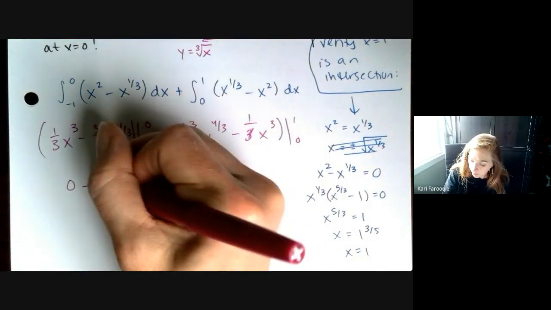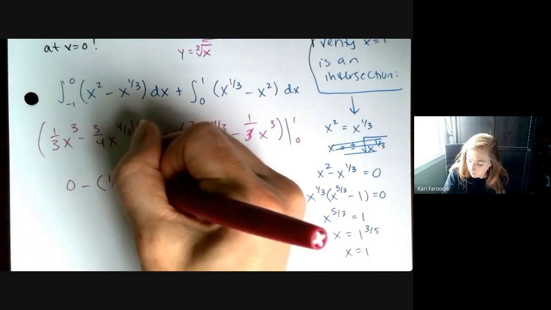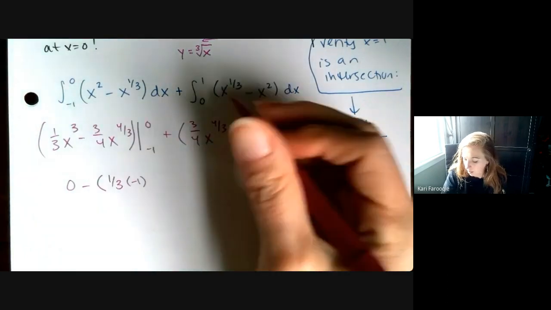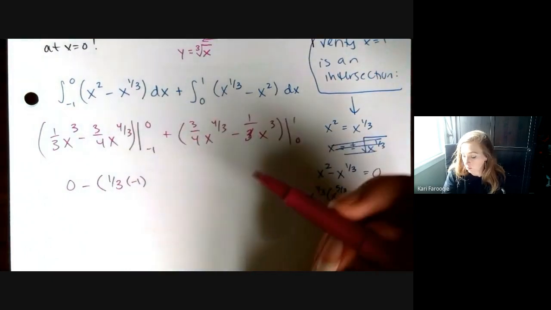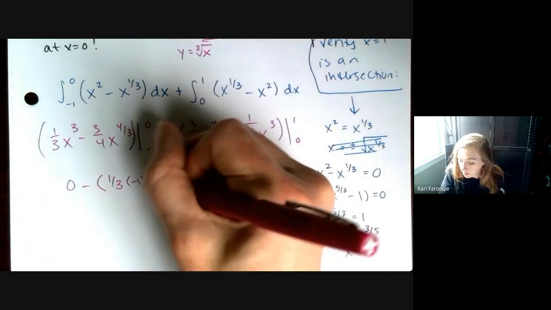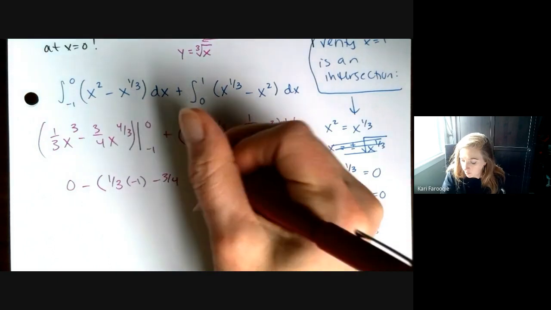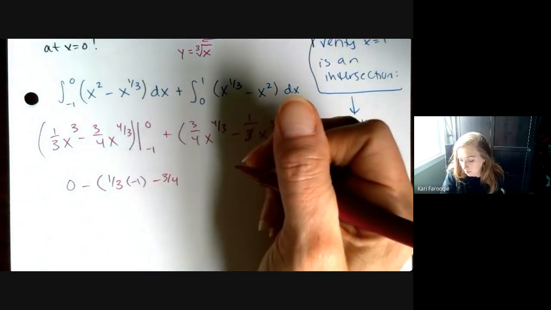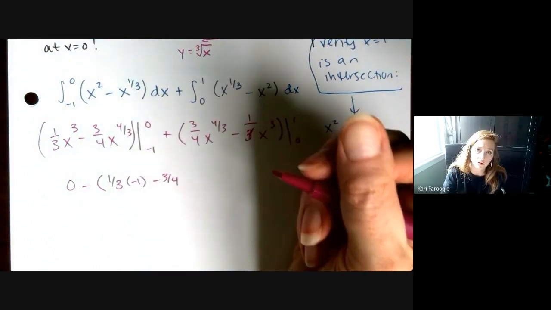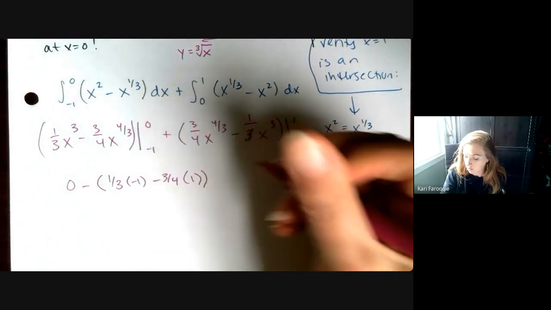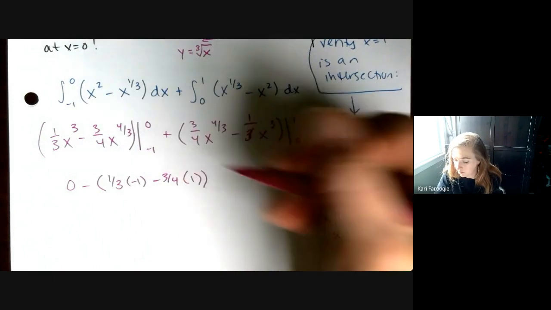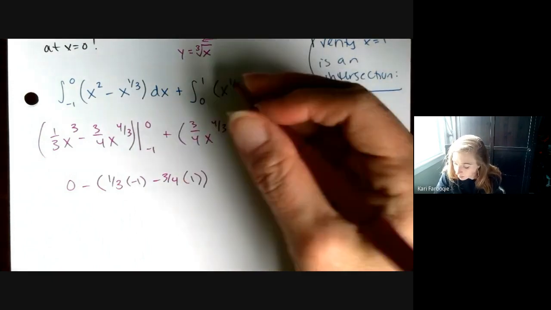I'm going to use -1 here. Remember, I'm still subtracting that off. The upper limit gave me 0. The lower limit, I'm using -1. So minus 3/4, and then -1 to the 4/3. Well, -1 to the 4th is +1. Cube root it, and you still get +1. You can put that into your calculator, but you do indeed get +1.